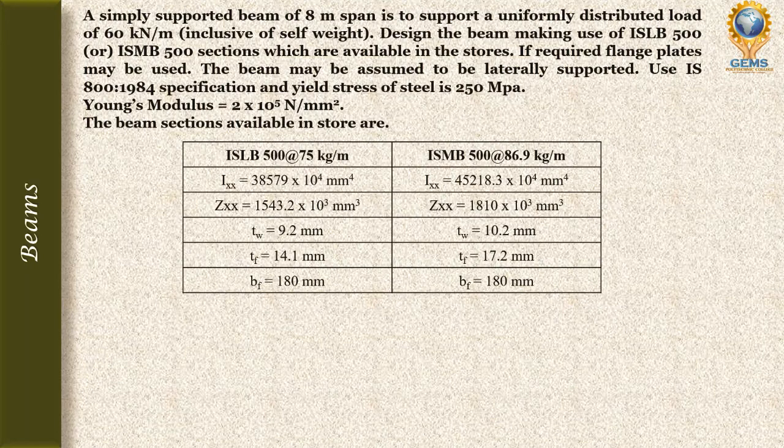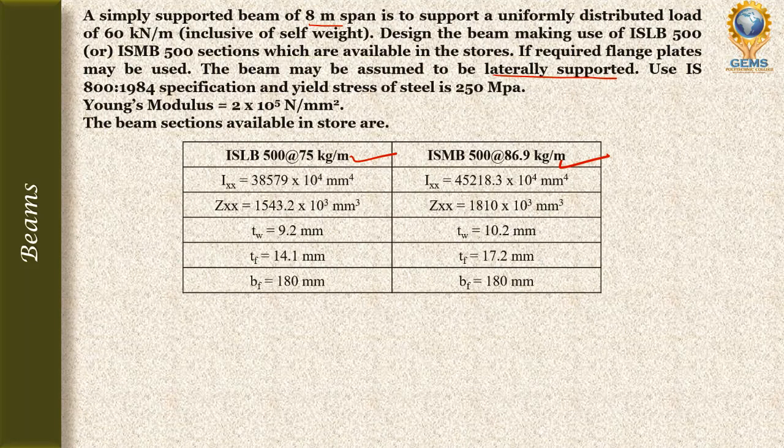A simply supported beam of 8 meter span is to support a uniformly distributed load of 60 kilonewton per meter, inclusive of self-weight. Design the beam making use of ISLB 500 or ISMB 500 section, which are available in the stores. So by using ISLB 500 or ISMB 500, we have to design the member. If required, flange plates may be used. The beam may be assumed to be laterally supported.